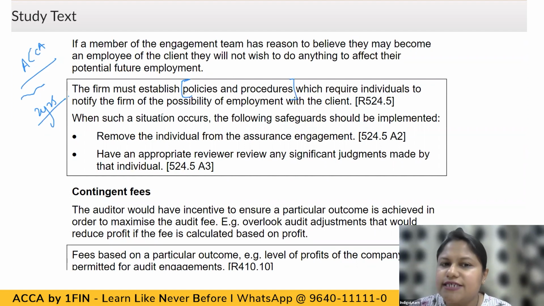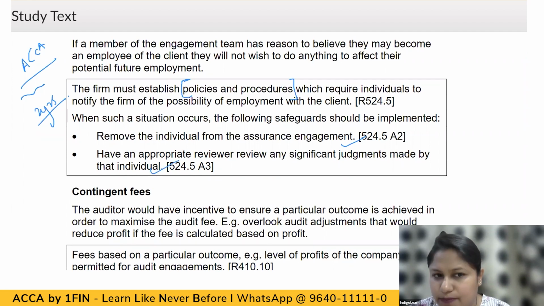When such a situation occurs, the following safeguard should be implemented. Remove the individual from the assurance engagement. That is quite obvious. Correct. And then, everywhere we have a common point, have an appropriate reviewer review any significant judgment made by that individual.